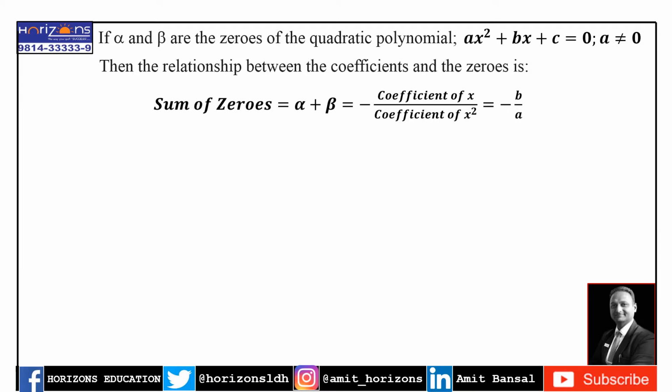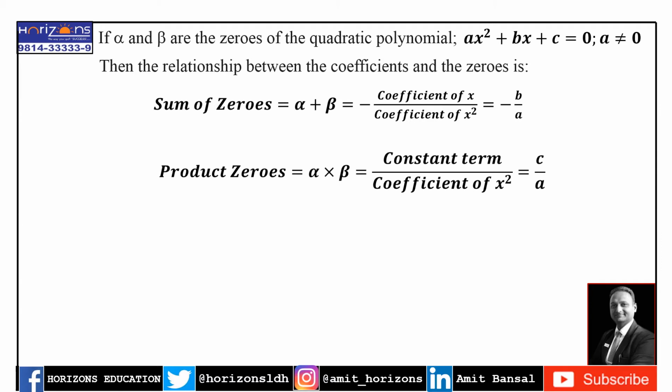A is the coefficient of x square, b is the coefficient of x, and c is the coefficient, actually the constant term. So product of zeros is alpha into beta, and that can be found out by finding the ratio of the constant term, that is c, to the coefficient of x square, that is a. So it will be equal to c upon a, right?